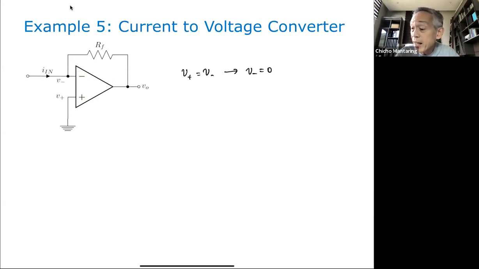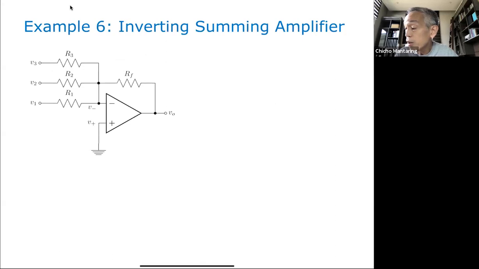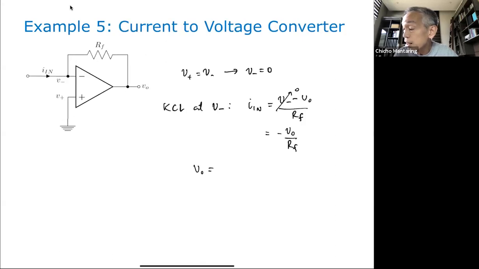And then if I apply KCL at V minus, okay, I have I in is equal to V minus VO over RF. Okay, but V minus is equal to 0. So I just get now minus VO over RF. Or VO is just now negative RF times I in. So the input current is converted to an output voltage.